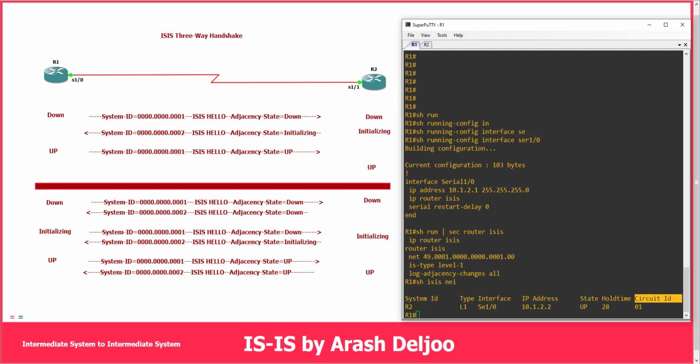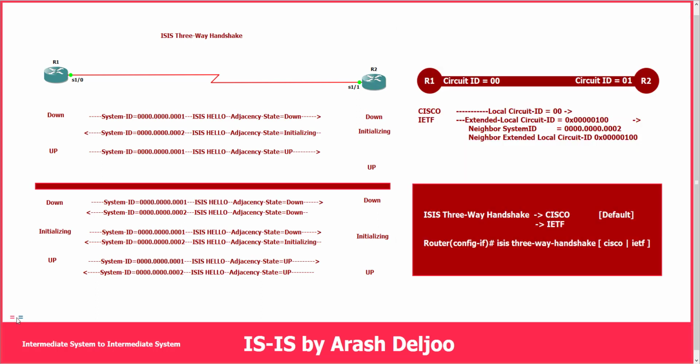It uses the local circuit ID of 00, because the circuit ID has 1 byte length, 1 octet. Because of that, for example, if R1 has two interfaces, let me show you here. Assume that R1 has two interfaces with ISIS configuration enabled, and it uses a local circuit ID for each of these two interfaces.